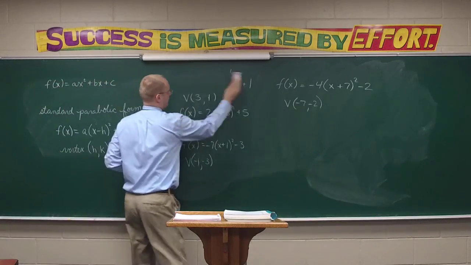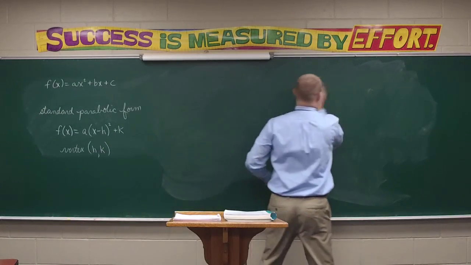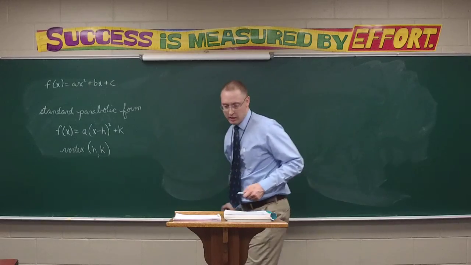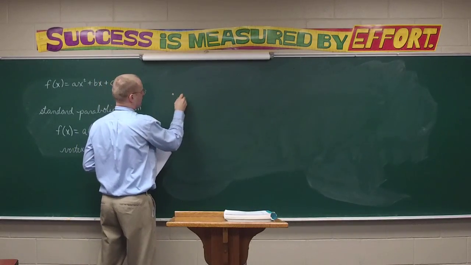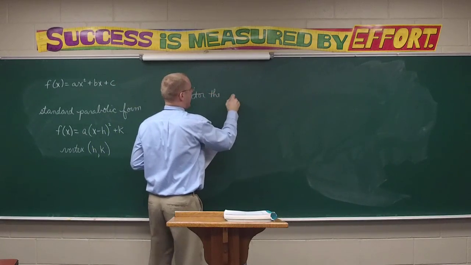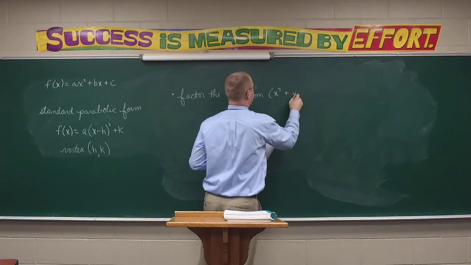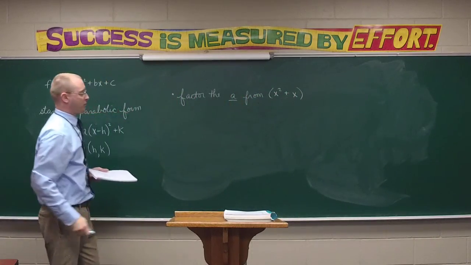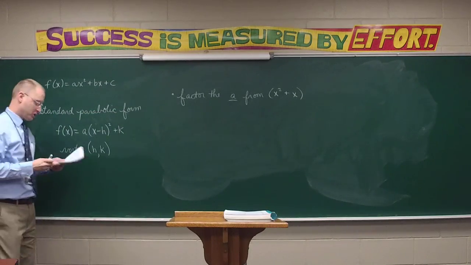3 steps, write this down. Step number 1, factor a from the x squared plus x. Factor the a from the x squared and the x, the first 2 terms. In other words, we don't have to worry about pulling the a all the way out, just from the first 2 terms.